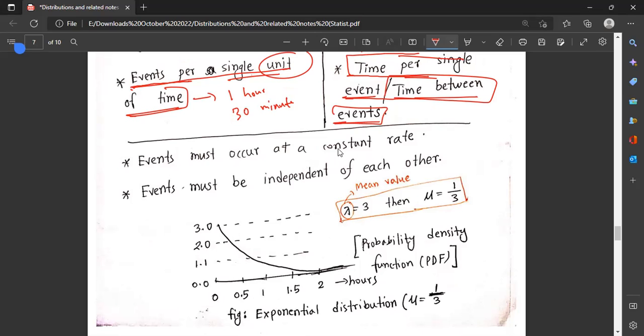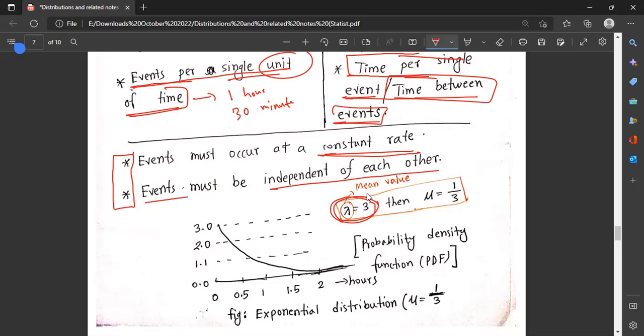Events must occur at a constant rate. So we have two conditions here. The first condition is events must occur at a constant rate. If you have some visitors, like if I tell you the mean is 3, then in 1 hour there must be 3 visitors, and in the next hour there will also be 3 visitors, and in the following hour also 3 visitors. So events must occur at a constant rate, and events must be independent of each other.